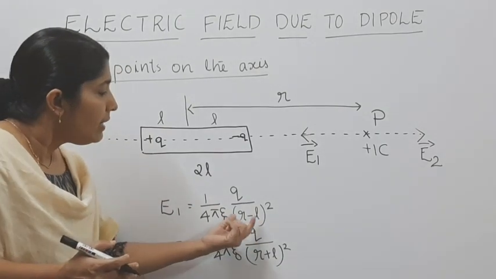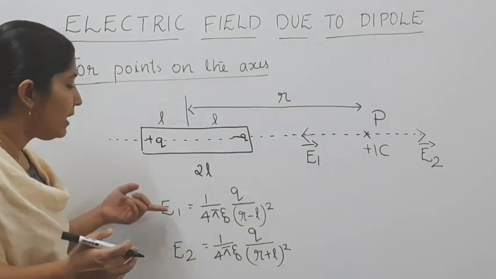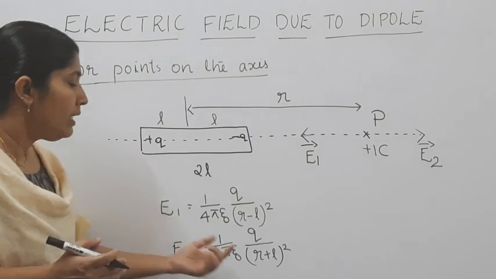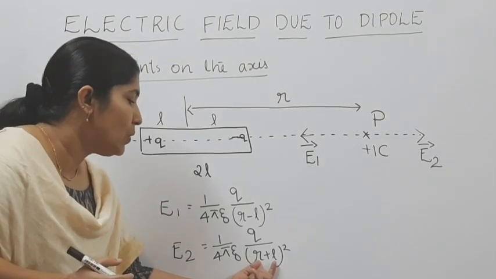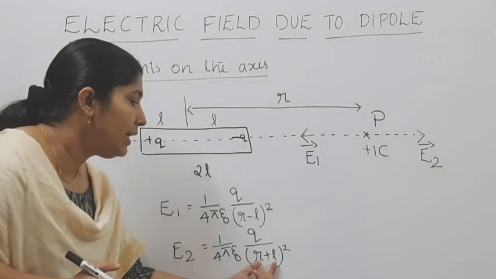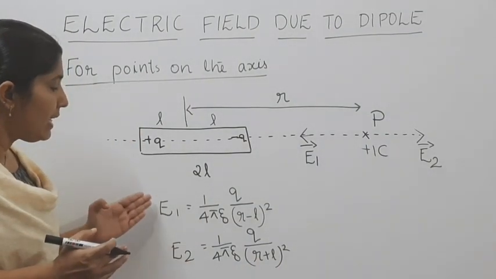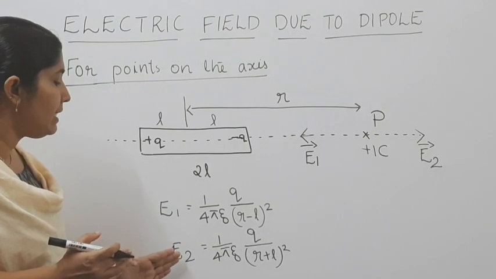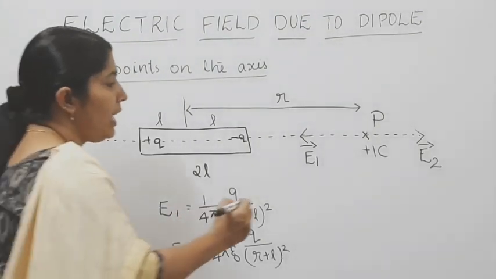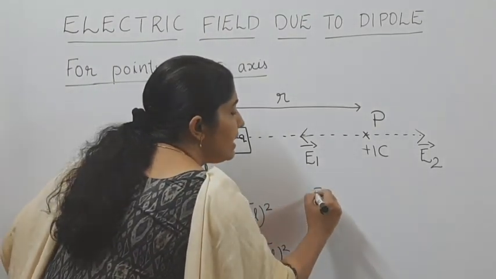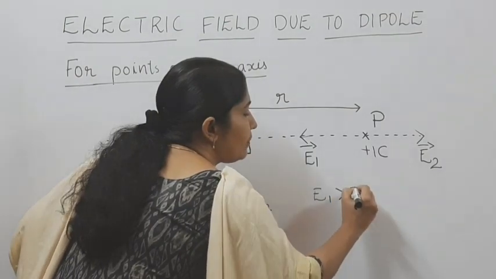Okay. This value is small, so the effect is large. Here, (R plus L) the whole square. The denominator is large, so the effect is small. Therefore, we can say that E1 is greater than E2.